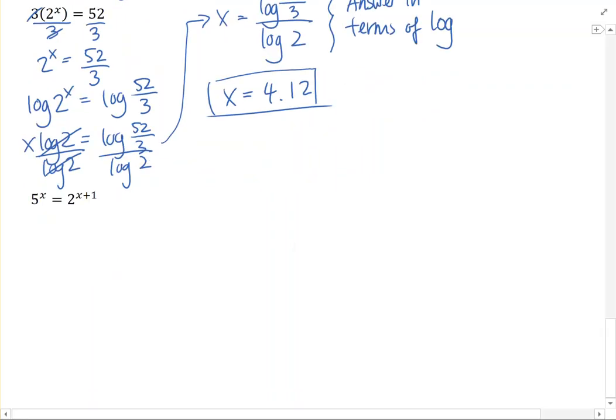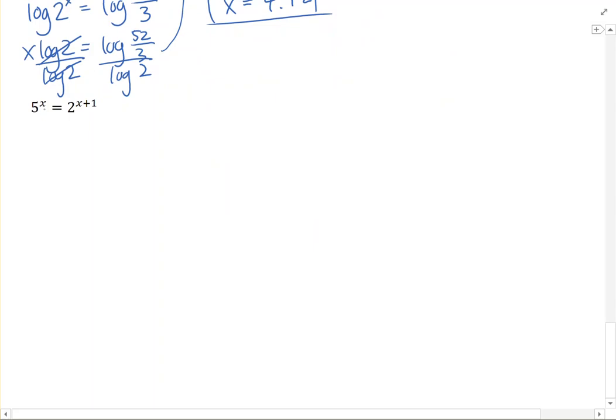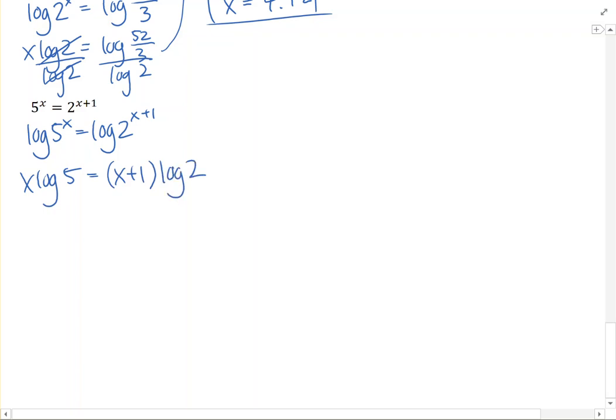All right, last question here. So this one here, can we simplify it anymore? No, we cannot. Let's just log it then. So we have log 5^x equals log 2^(x+1). So let's move the x's to the front. So we have x log 5 equals (x plus 1) log 2.